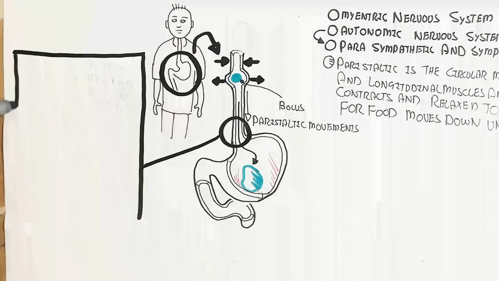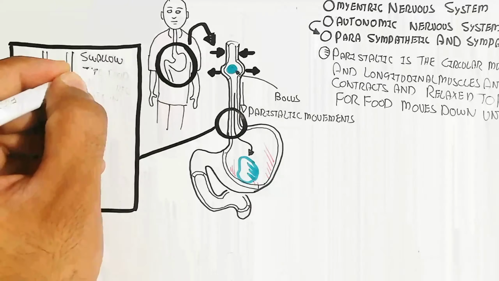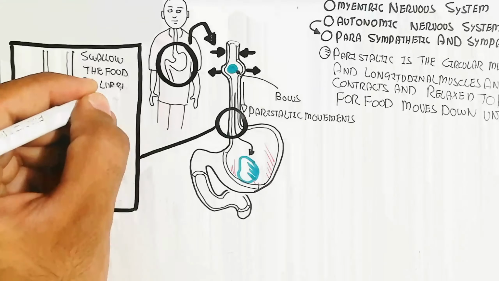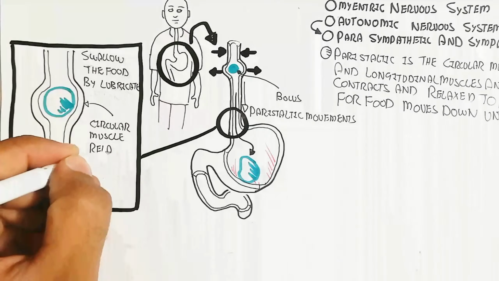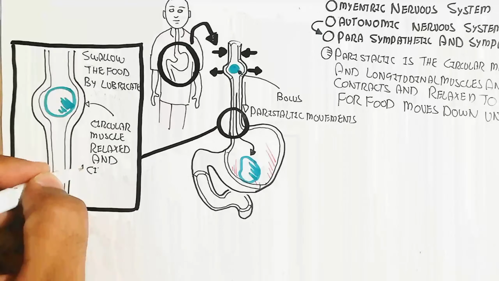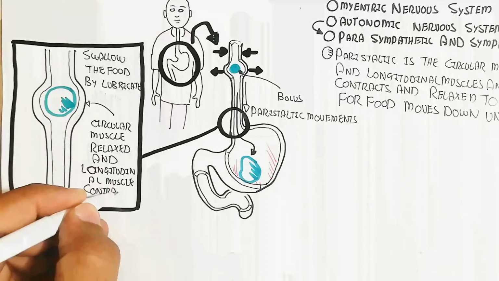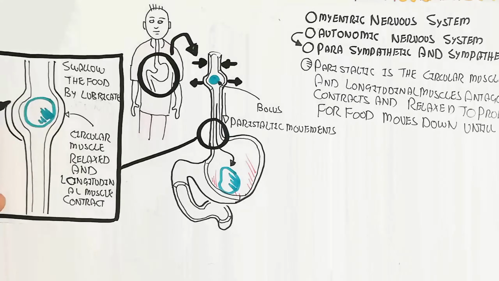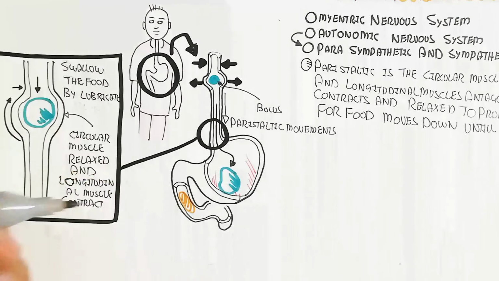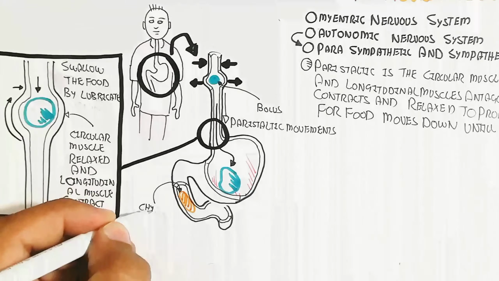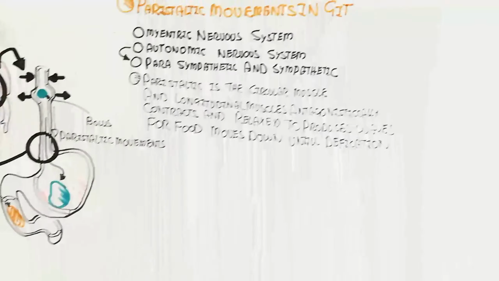Anyhow, let's understand here. You can see this is swallowing the food with lubrication. After mastication, the bolus will move into the esophagus, and in this way, where the bolus is present, the circular muscle relaxes and the longitudinal muscle contracts, while the circular muscle will contract and the longitudinal muscle will relax behind the bolus. Remember, this is the chyme that is going to the duodenum.